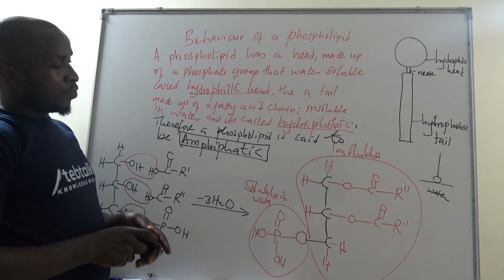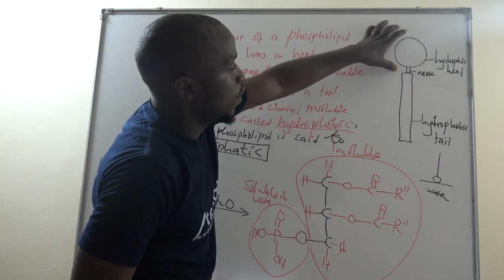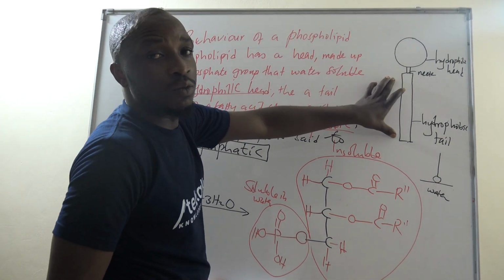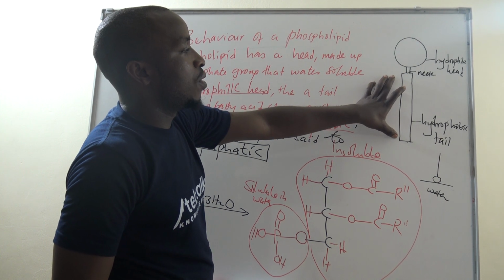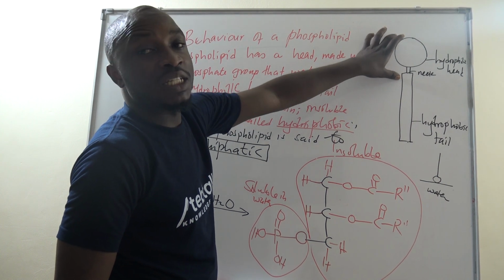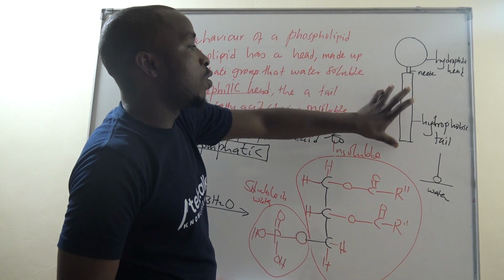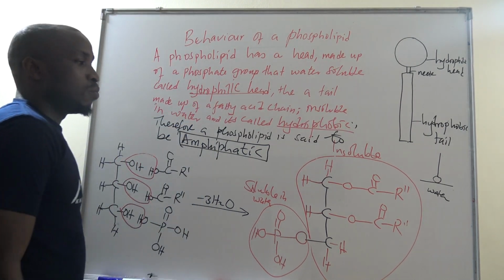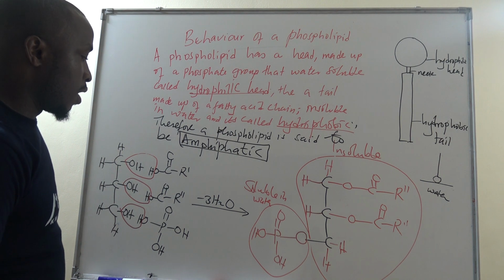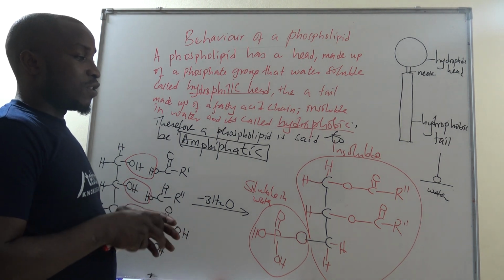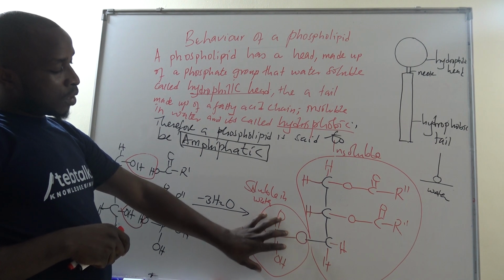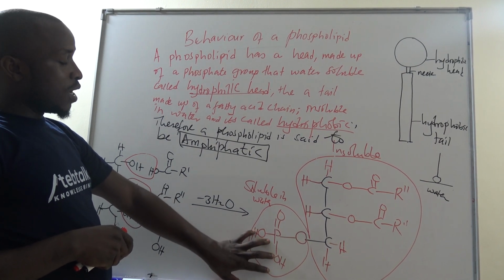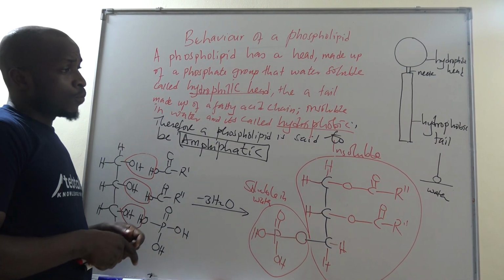Although it has a head which is hydrophilic and a tail which is hydrophobic, the hydrophobic tail outweighs this property, and therefore the phospholipid almost behaves as being insoluble in water, but it forms some surface bonds with water between these hydroxyl groups here and the water molecule.